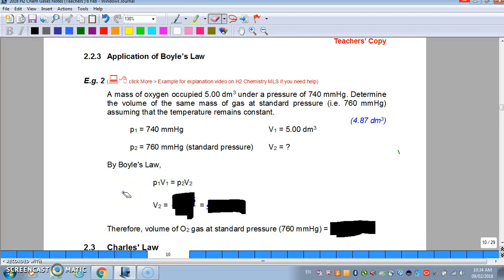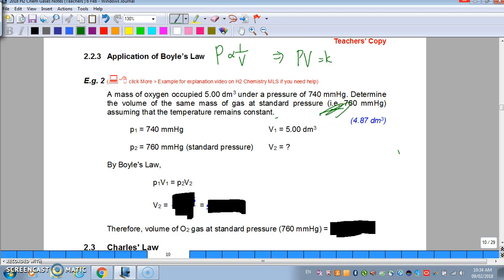Okay, next we will go on to Boyle's law. Example 2. Just to recap a little bit, Boyle's law is basically talking about the relationship between pressure and volume. When the pressure increases, the volume will decrease. So pressure is inversely proportional to your volume, which results in P times V equals a constant.